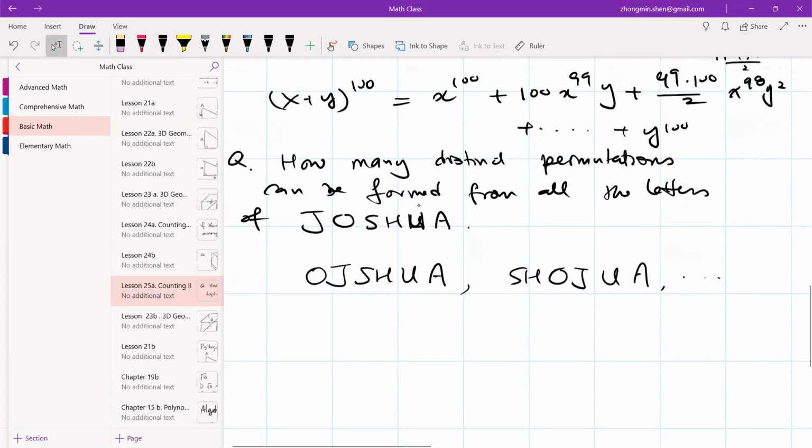It's 6 factorial, okay? And it's hard to write down all of them. But the way we do it is to permute them, or how do you permute them? Now you have all the letters, right?